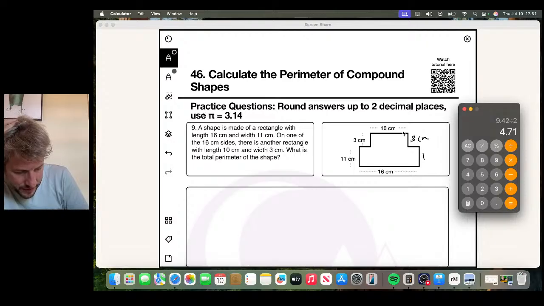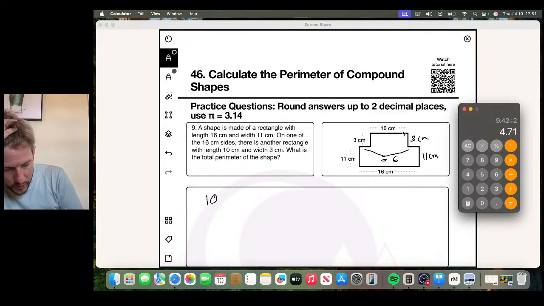This will be 11 centimeters. We don't actually necessarily know what these two bits are here, but we do know that collectively, if from here to here is 10 and here to here is 16, they collectively would have to equal 6, because that's how much they'd need to make that length the same. So then we can just add these together.